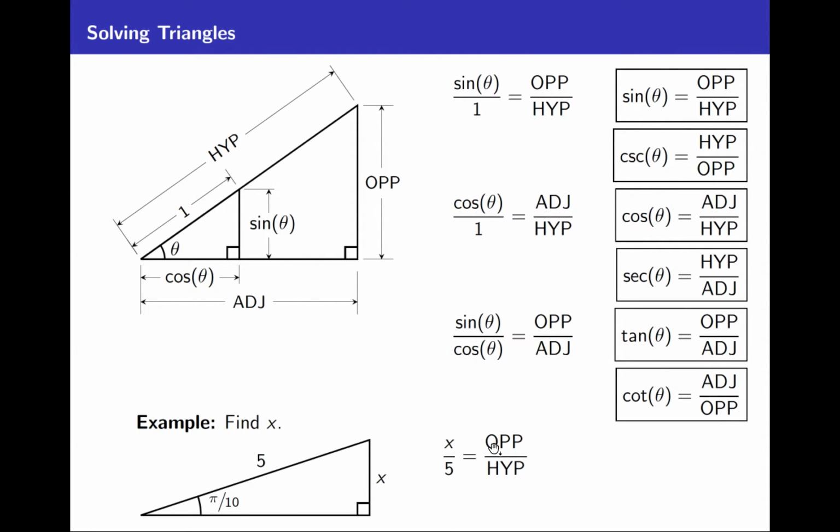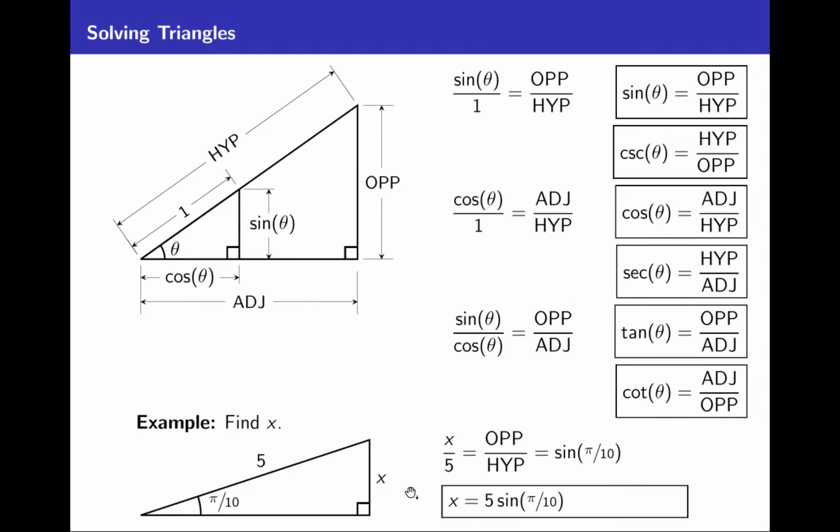So opposite over hypotenuse would be x over 5. And also opposite over hypotenuse is sine of theta, which in this case is sine of pi over 10. So we get this little equation, x over 5 equals sine of pi over 10, where x is the unknown, and we can solve for that unknown simply by multiplying both sides by 5. So x equals 5 sine of pi over 10.